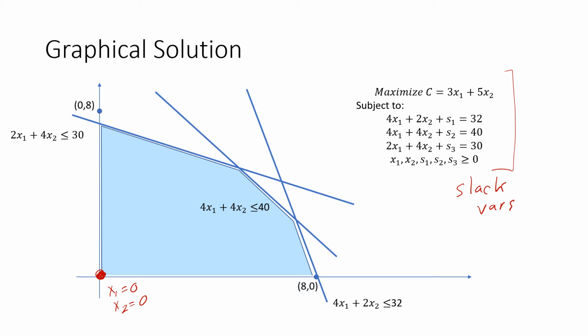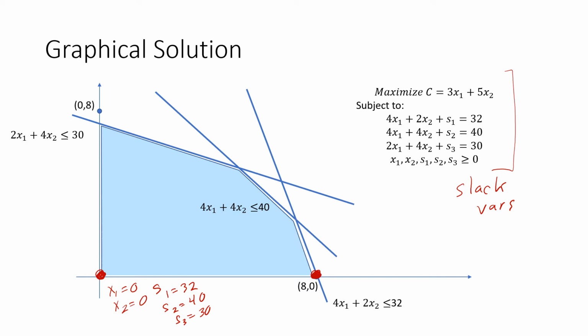So S1 equals 32, S2 equals 40, and S3 equals 30. I get those just by plugging in x1 equals 0, x2 equals 0 in the three equations, because now I don't have inequalities, but I have equations for my constraints. Go up to another corner, say we go here.